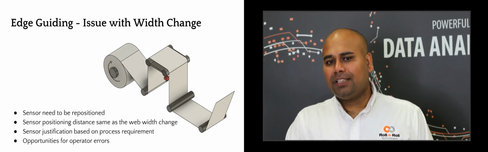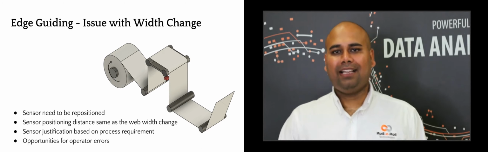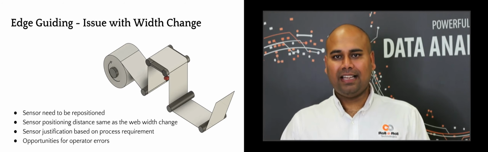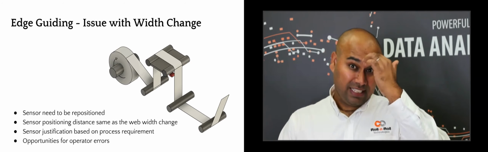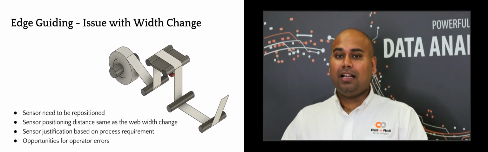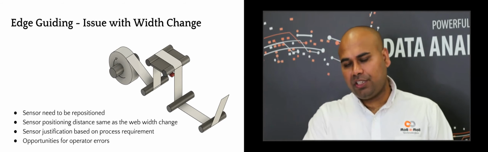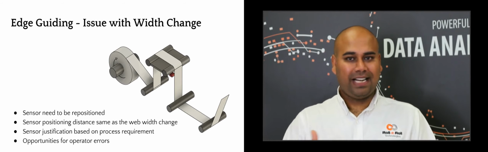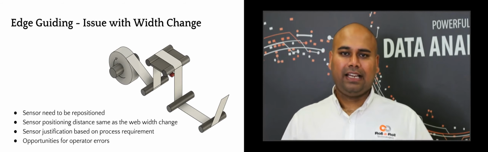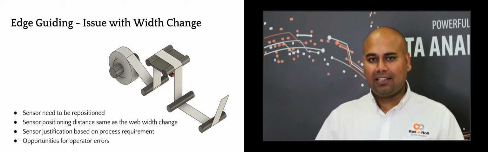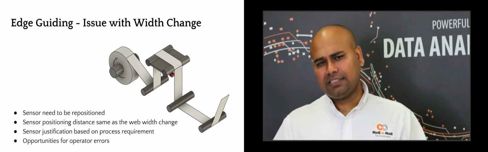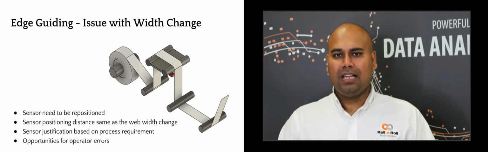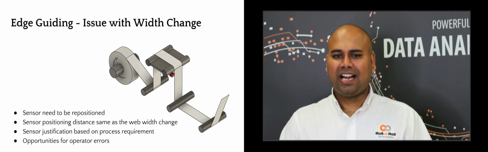Now, the main issue with a single sensor web guiding application is that whenever the web width changes, somebody has to go move the sensor. Depending upon your process, if the process is aligned to the center of the machine, or if it's justified to one side of the machine, the sensor might have to be moved to different locations. And anytime you have to move a sensor, that causes downtime, and it also introduces an opportunity for error and operator error. So that's the main issue with edge guiding with a single sensor.